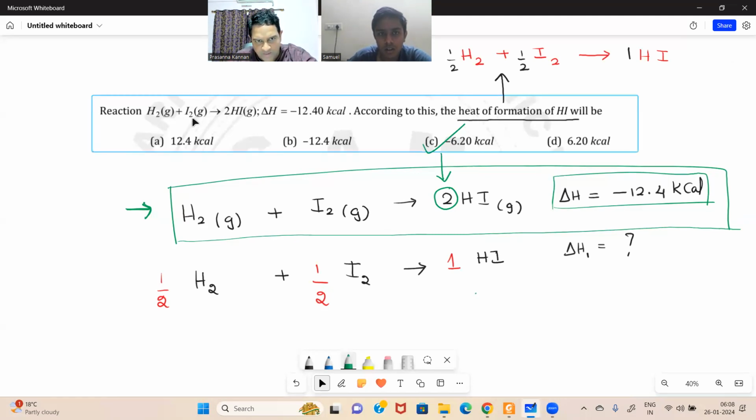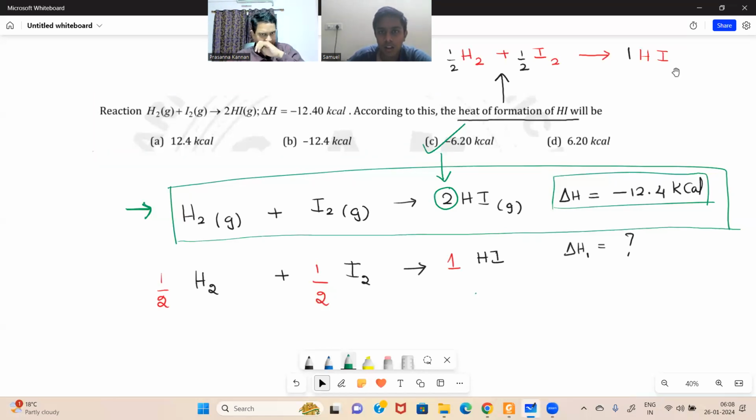The reaction H2 plus I2 giving 2HI, delta H is minus 12.4 kilocalories. According to this equation, the second part of the question I'm going to change. What is the heat of dissociation of HI? Can you frame the definition for heat of dissociation of a compound? What do you mean by dissociation? Where a compound just dissociates into its constituent elements. Very good. So can you tell me what will be the definition for heat of dissociation or enthalpy of dissociation?